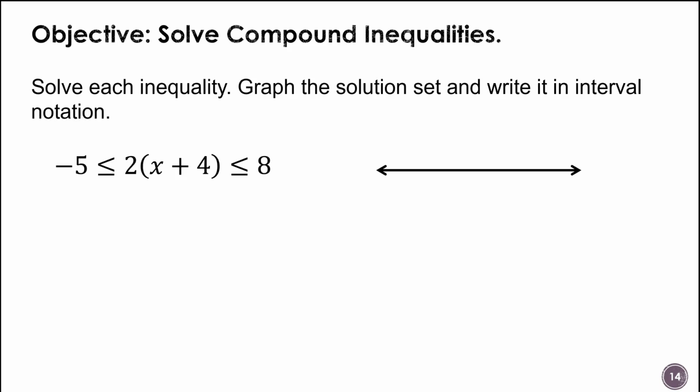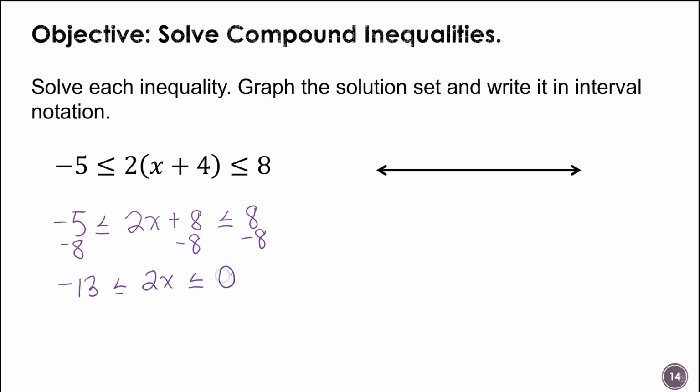All right, I believe this is the last problem on this section. So we have to distribute 2 in the middle. So that's going to be 2 times x plus 2 times 4 is 8, and that's less than or equal to 8. To solve, we're going to subtract 8 and then divide by 2. So subtract 8 3 times. Remember, it's a compound inequality, so that's why we have to subtract 3 times.